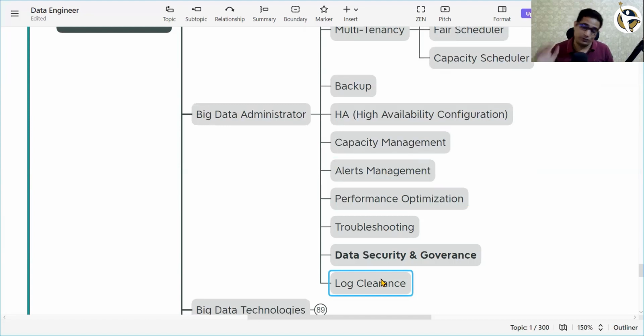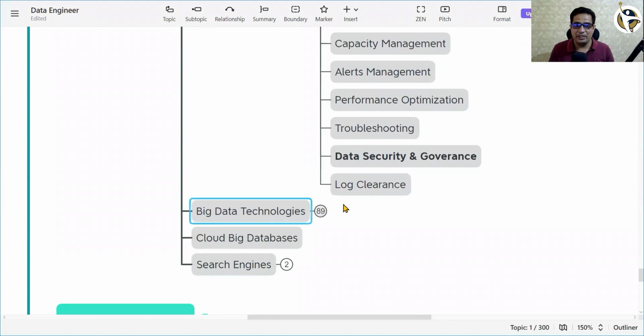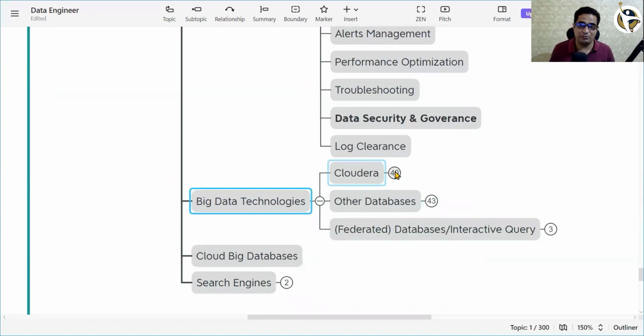Log clearance is very important. Most products by default clear the logs, meaning they keep 7 days of data, or a maximum of 15 days or 1 month. But even if you have your own customized logs, you need to come up with a log clearance strategy. Then let's talk about some of the big data technologies.